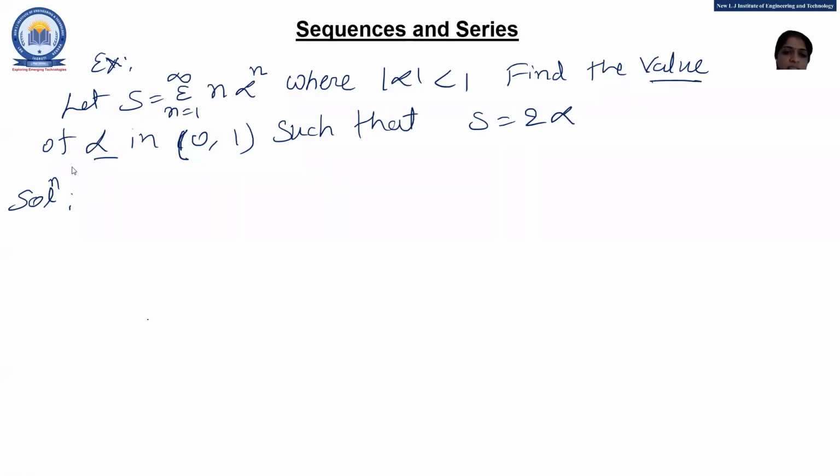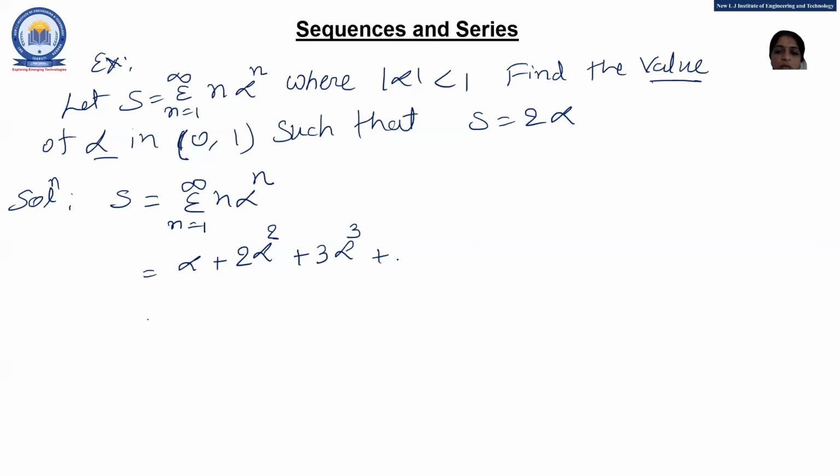Okay, so here let's start with the S. What is our S? S is summation n equals 1 to infinity n alpha raised to n. So by putting n as 1, 2, 3 up to infinity, if we put 1, then 1 into alpha raised to 1, so that is just alpha. Then if we put 2, then 2 alpha square. By putting 3, alpha cube, like that, right? Up to so on, as we have to go up to infinity.